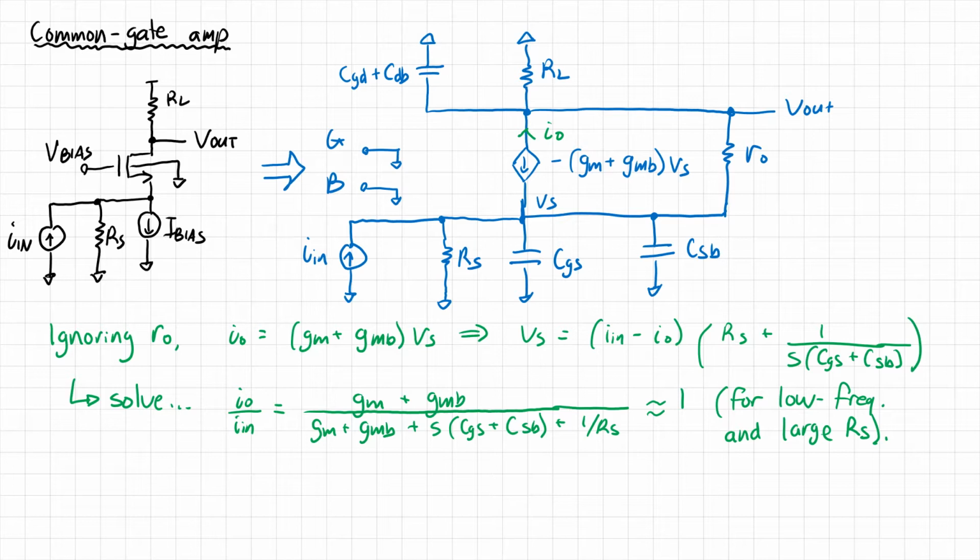Okay, so what this means then is if you put a current into the source of a transistor operating as a common gate amplifier, then ignoring RO and with low frequency, large RS, etc., when we make these assumptions, we'll find that the input current will basically make its way to the output. So if we want to derive what the actual gain of the circuit is, what we need to do is figure out what the output resistance, or output impedance, is, and then we can calculate what that gain would be.